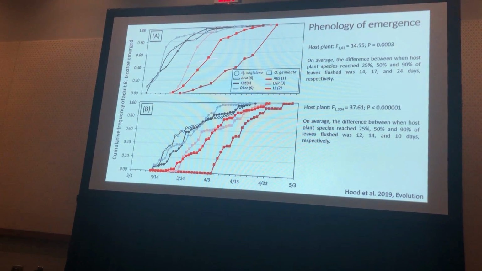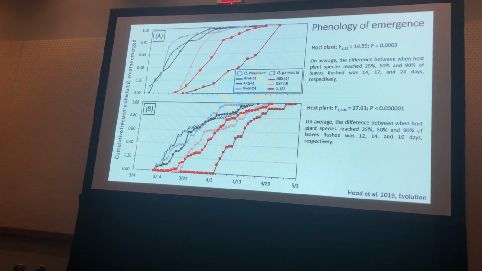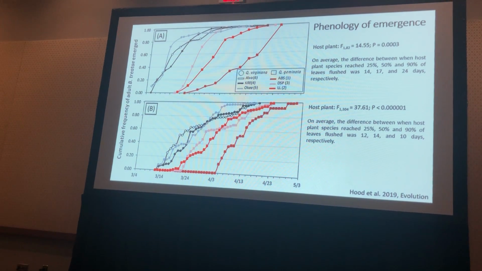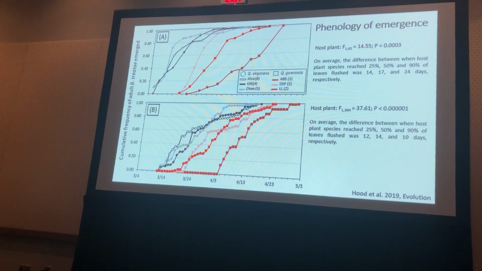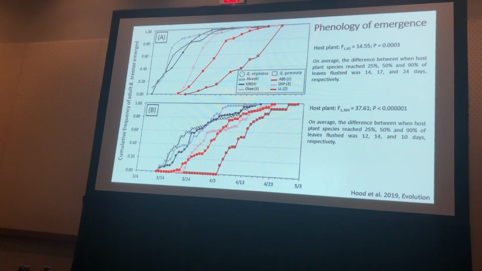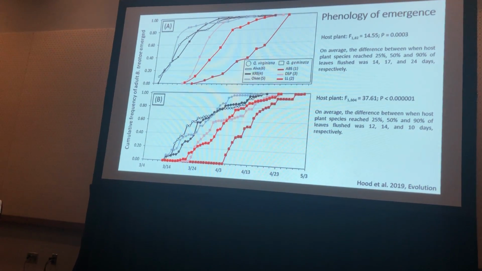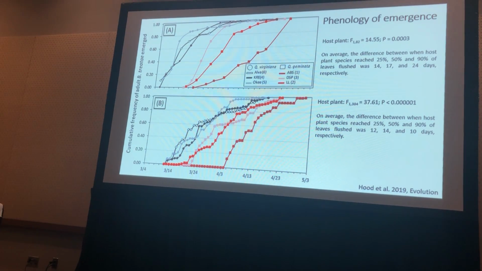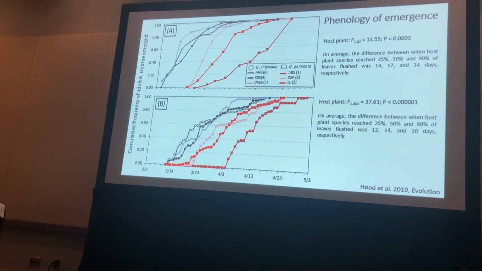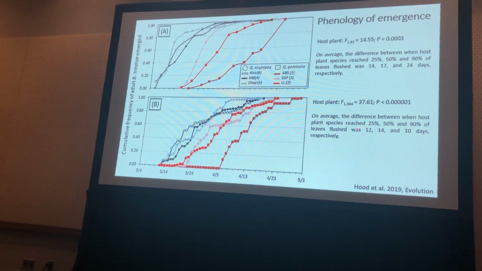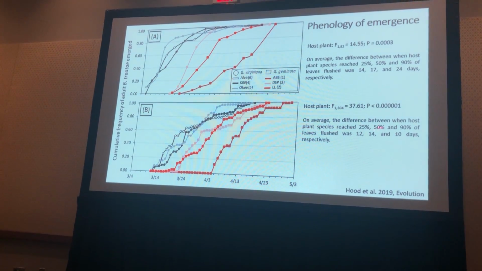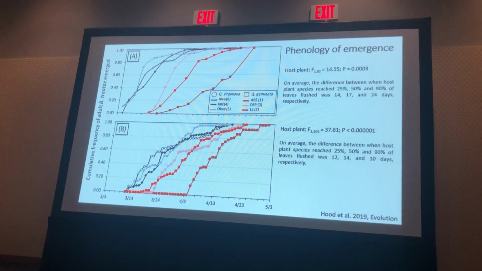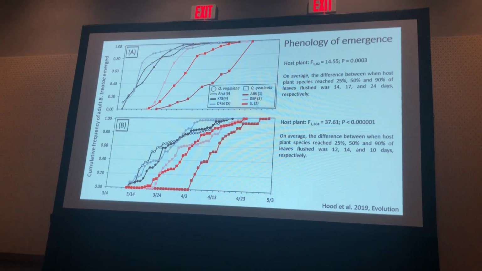The top is for the field-based stuff. The bottom is for the lab. Again, date and the cumulative frequency emergence. I've got it broken up by site, but the gray scale colors are for QV. The red scale colors are for QG. We can see the QV organisms in both the lab and in the field are emerging earlier than QG. Right here I've summarized the difference between 25, 50, and 95% emergence for both the lab and the field, and it's about a 2-week difference.